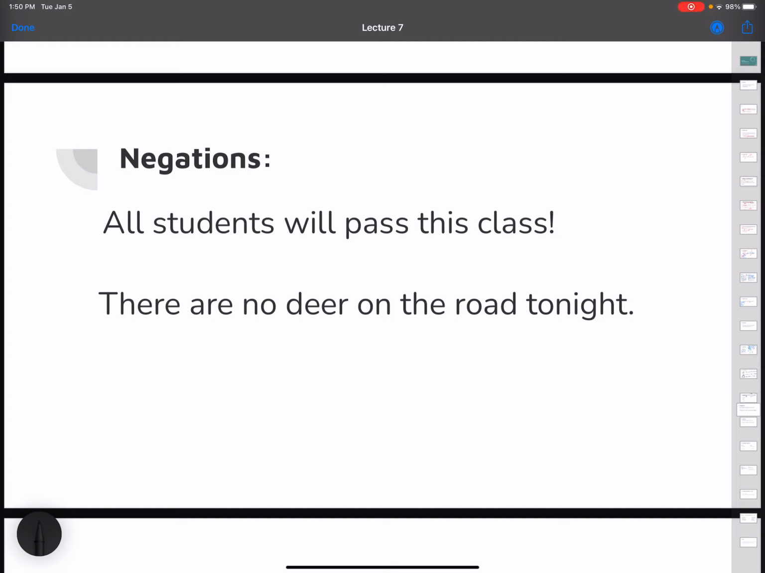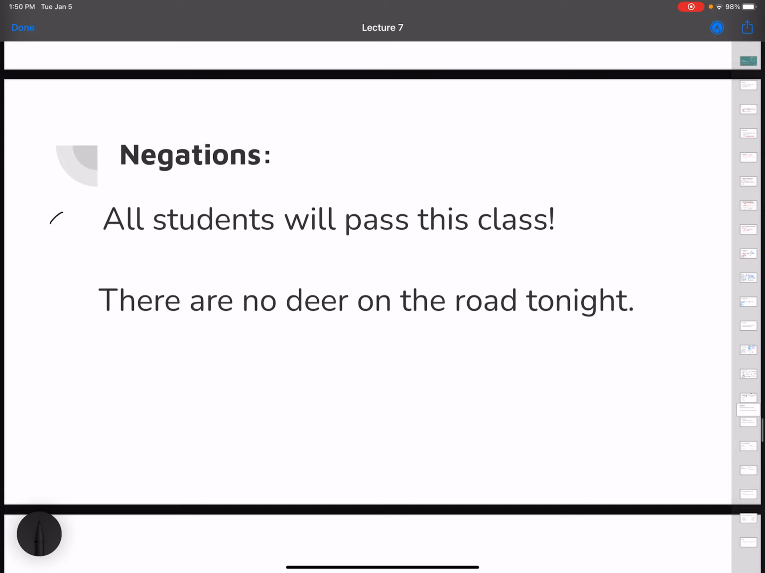Now, what I consider to be one of the hardest parts to understand when you're learning symbolic logic is these quantitative questions. So let's talk about what the negations to these ones are. The negation to this whole sentence, all students will pass this class. Well, let's start with the opposite of all. What is the opposite of all? The opposite of all is not none, it's going to be some.